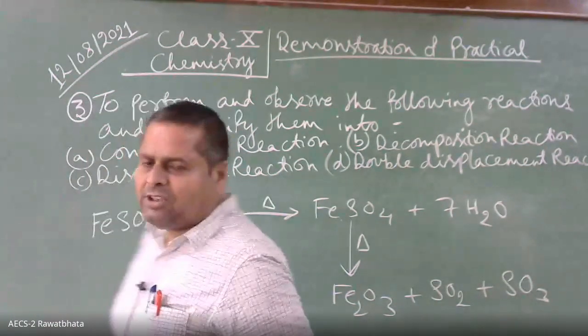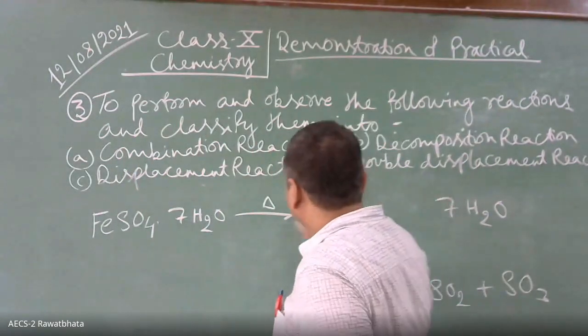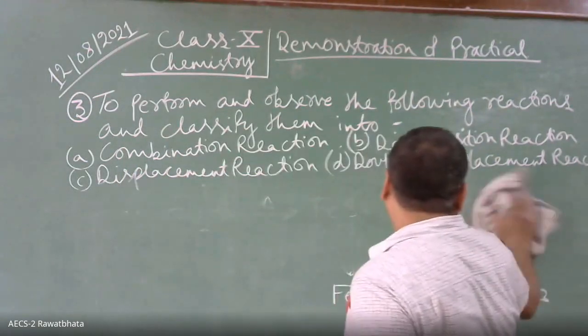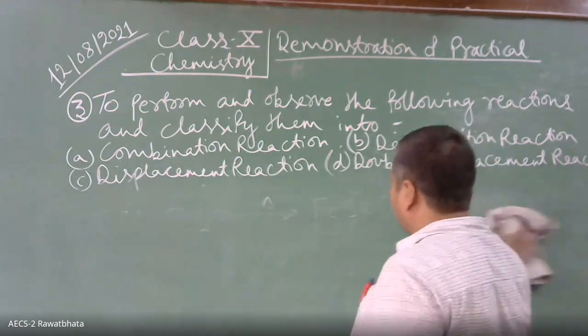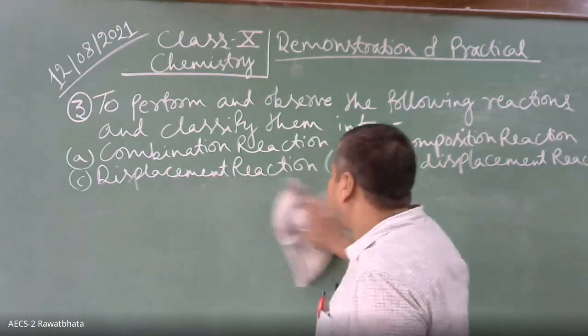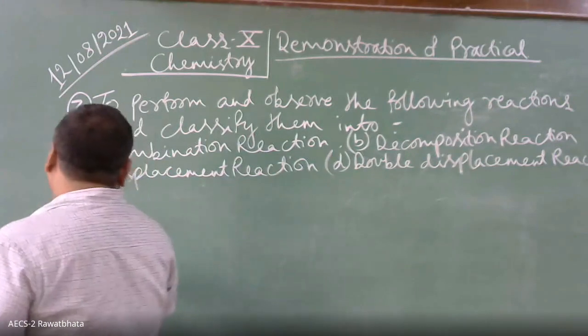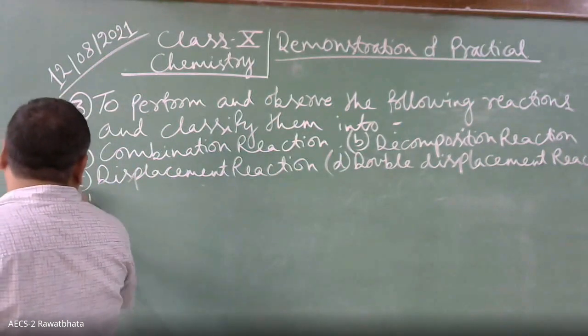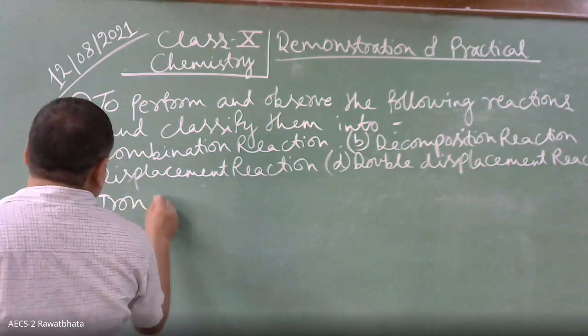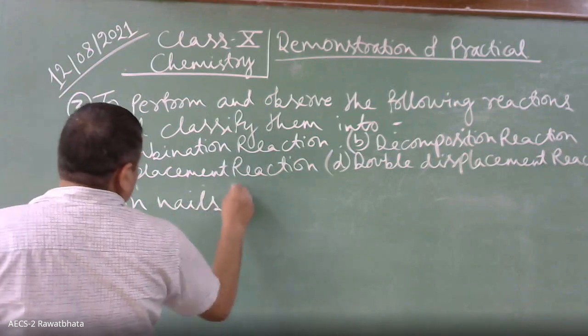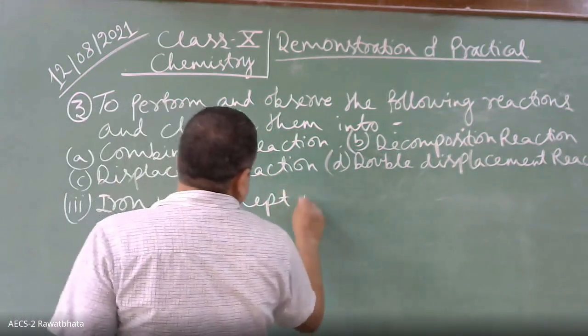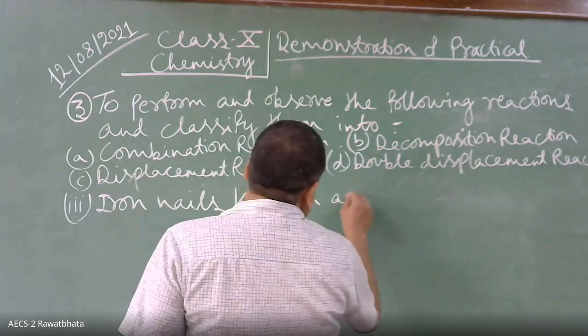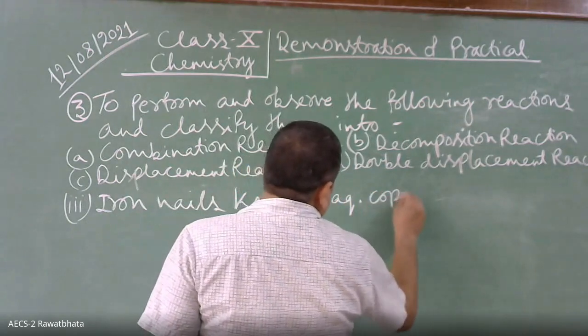Now I'm rubbing the board. Let us move on to the third reaction. Which is that? Copper sulfate with iron nails. Iron nails kept in copper sulfate solution. Very good, this is the third one. Iron nails kept in aqueous copper sulfate solution.